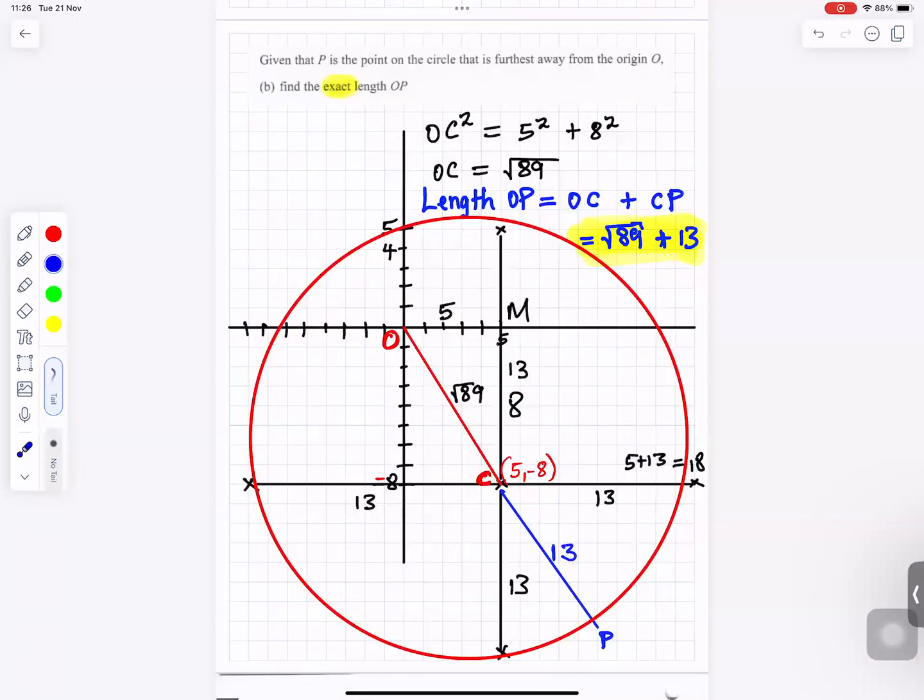We want to find the exact length of O to P. If you look at the diagram there, we have to go from O to C, where C is the center. We have to go from O to C and then from C to P. So O to C, we can use Pythagoras and work out 5 squared plus 8 squared. It gives you square root of 89. And then to go from C, the center, to P, which is 13. So it's going to be square root of 89 plus 13. And that's the answer for that one. Square root of 89 plus 13. And that's the exact value.